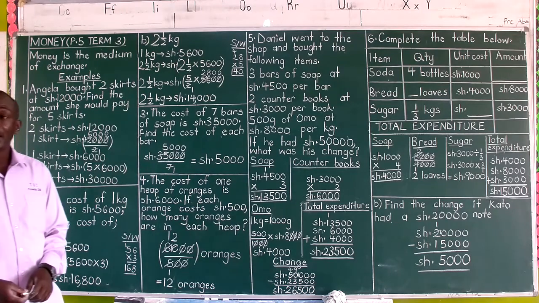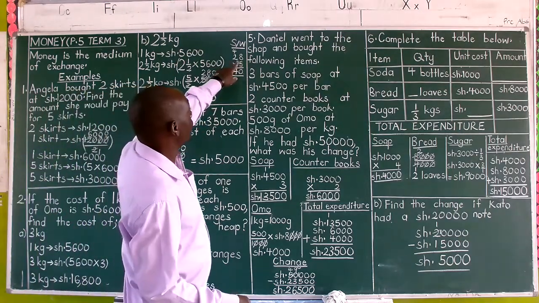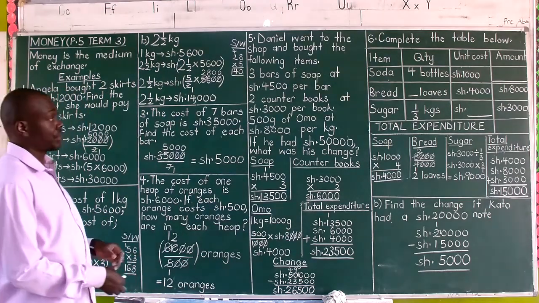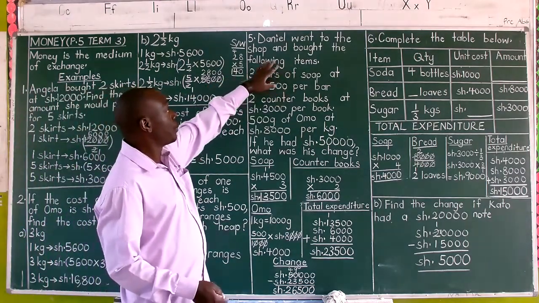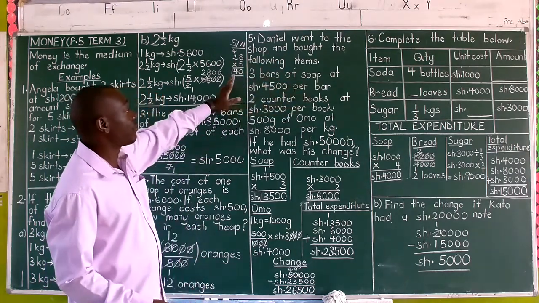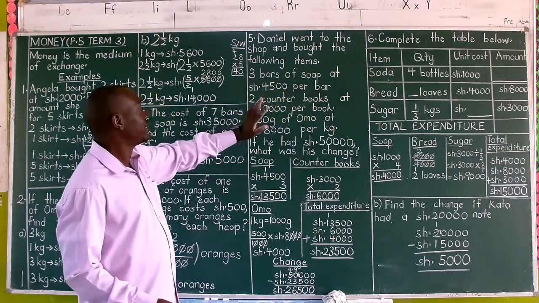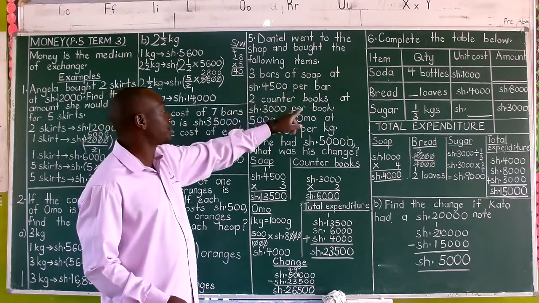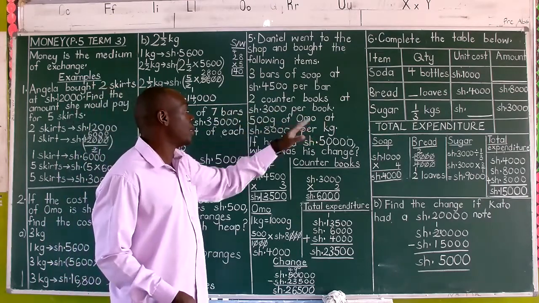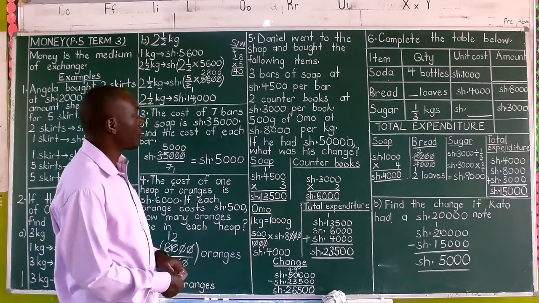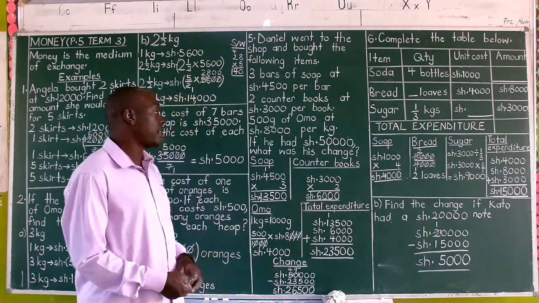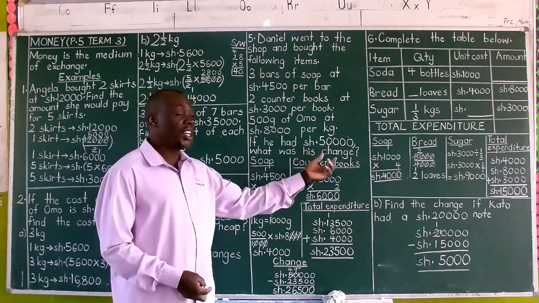As we move on, example number 5. Daniel went to the shop and bought the following items. Bought 3 bars of soap at 4,500 shillings per bar. Then 2 counter books at 3,000 shillings per book. Then 500 grams of omo at 8,000 shillings per kilogram. Now, question is, if you had 50,000 shillings, what was his change?